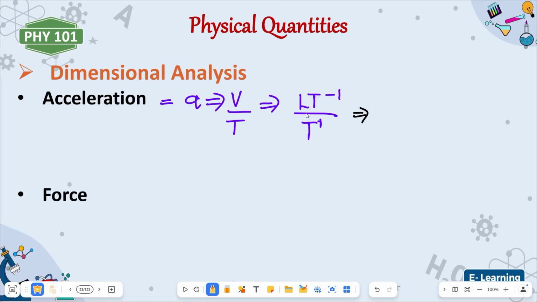And then what do we do? Take this one up, it becomes LT minus 1 times T minus 1. When the bases are equal, what do you do to the power? You add them. So this gives us LT minus 1 plus minus 1. Plus times minus will give us minus 1, which gives us LT minus 2. Alright, that is the dimension for acceleration. Is that okay?